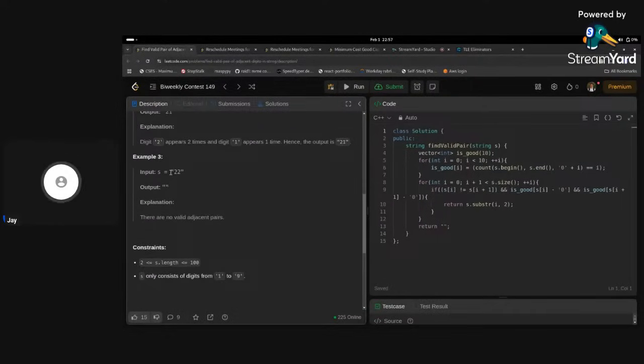In the case that you don't find any pair such as this, then you just return an empty string.